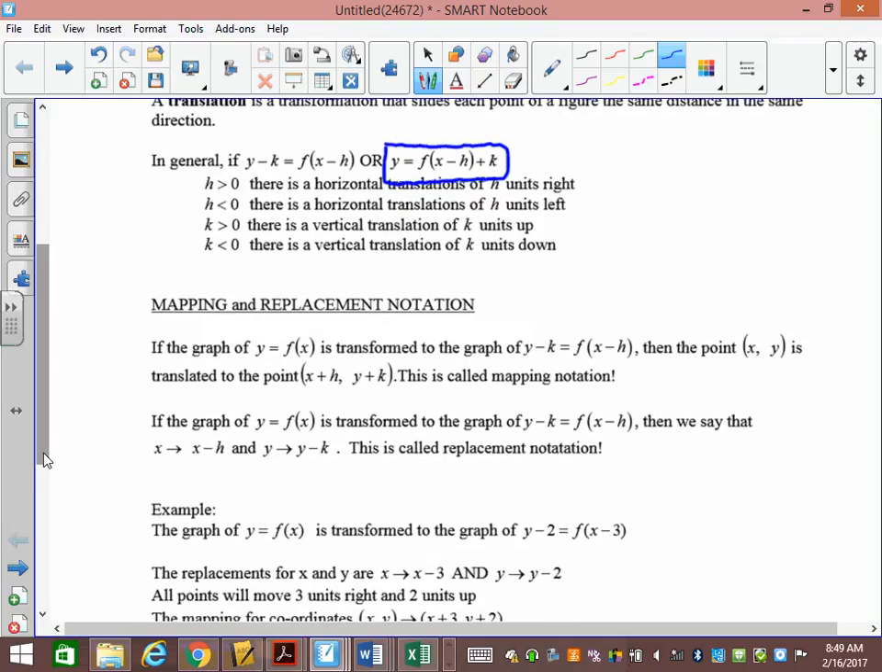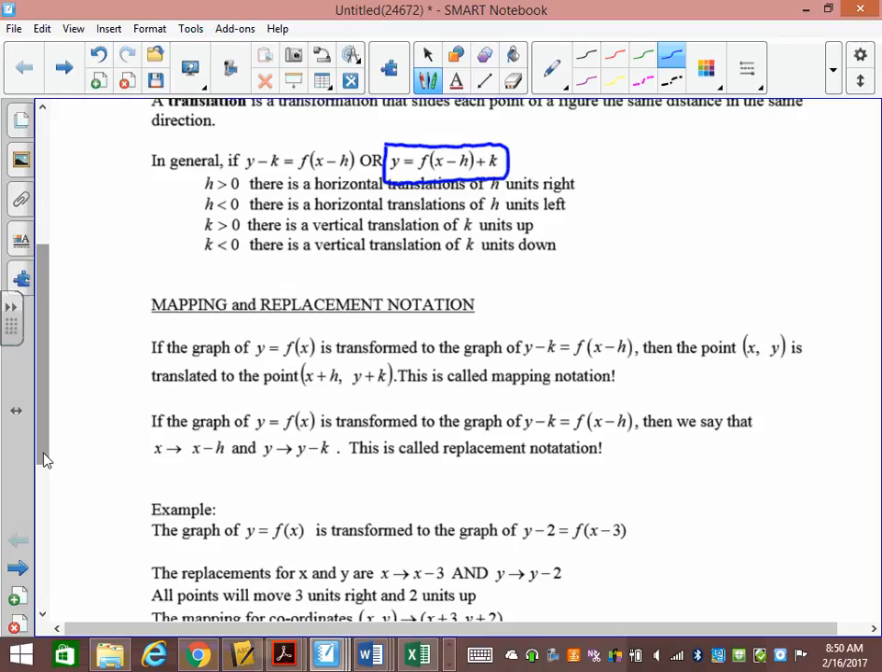We looked at mapping notation yesterday. So if I'm moving h to the right and k up, I would add h onto the x, because if I'm moving right, it's affecting my x. Right or left affects my x value, right? And then up or down affects my y value, so I would add it to that. So your original point would be x, y. It would be translated to x plus h, y plus k, like we showed yesterday.